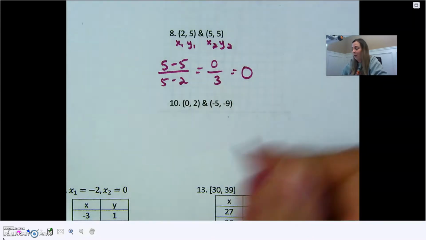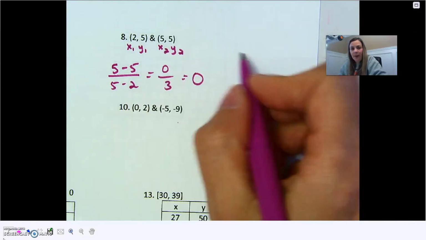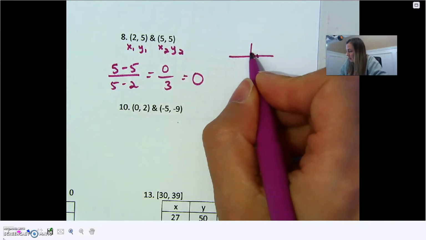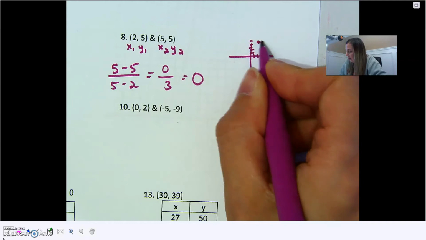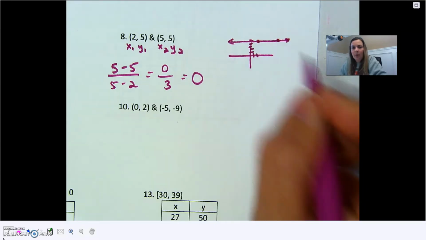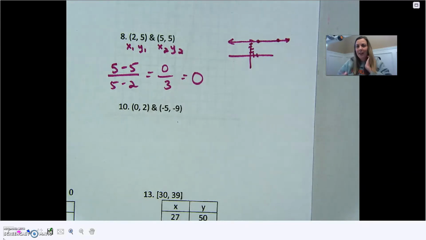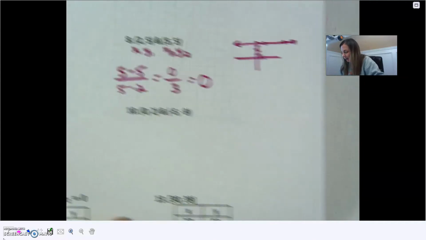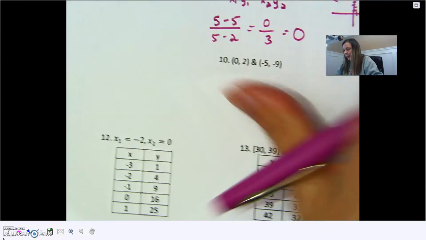All right, so this slope is a flat line, right? If you graph these 2 points, (2, 5) and (5, 5), that's just a flat line. 0 slope. It's not rising or running. Well, I guess it's only running, so it's not rising. Okay, so I'll leave you with 9 and 10 then.